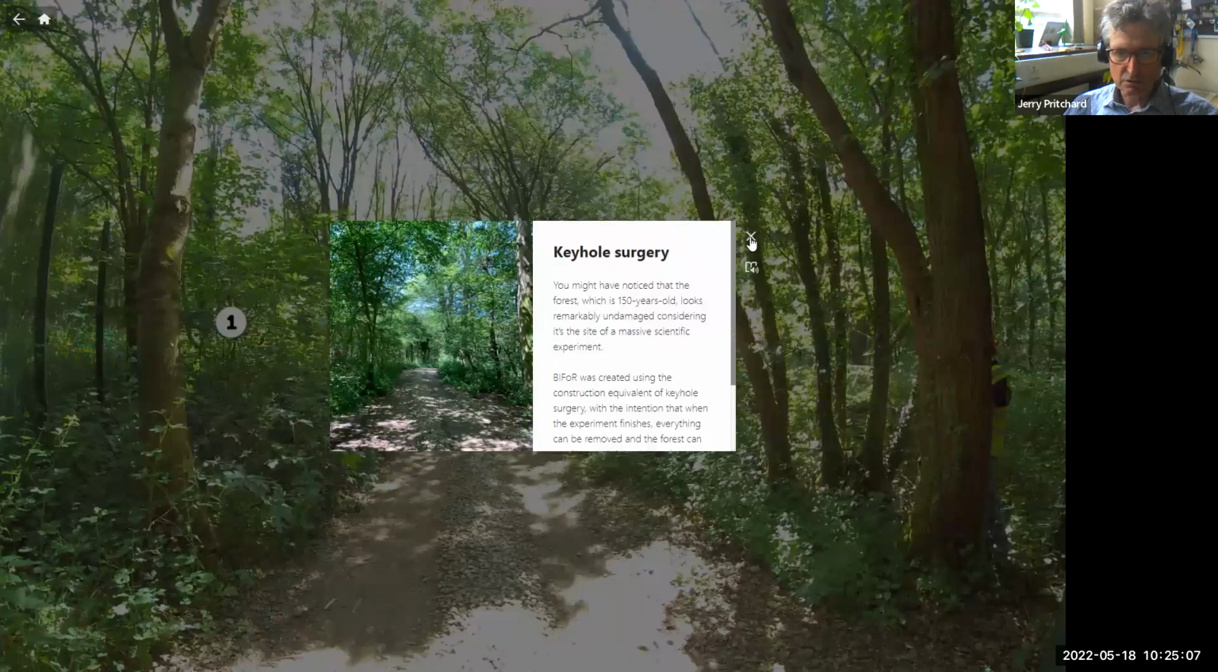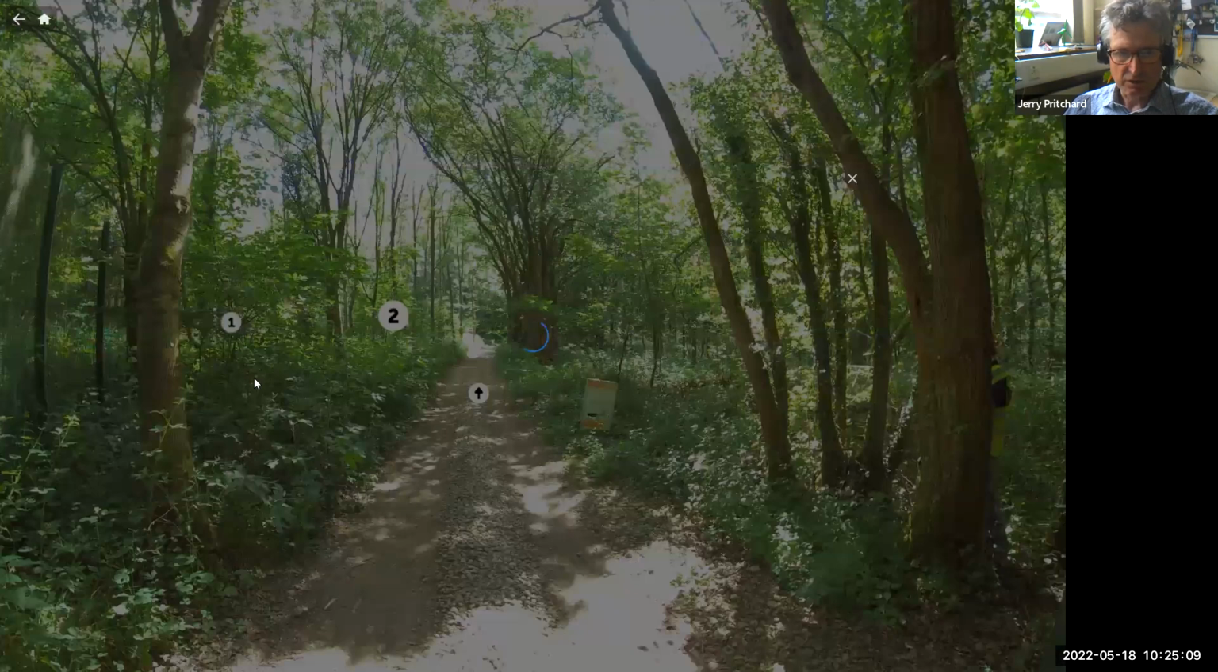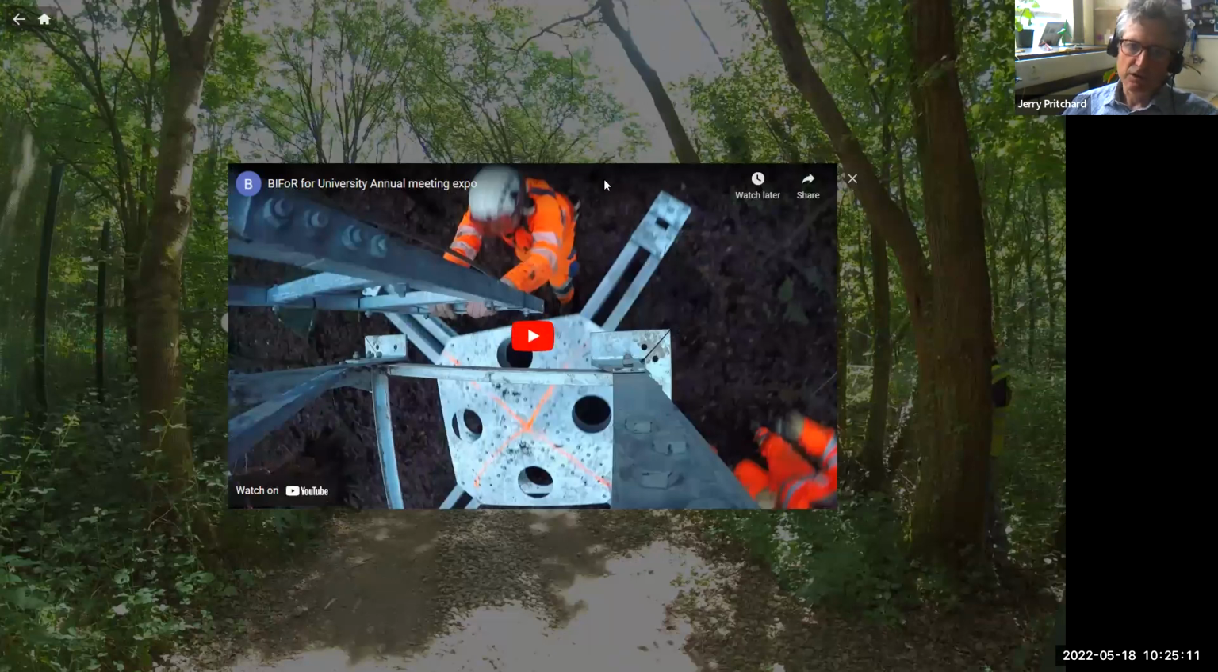I'll just see if I can find the video. Yes, so you can see the pylons are huge, and they were insinuated very carefully, like keyhole surgery, by helicopter into the woodland. So the woodland, which has been there for 180 years, wasn't damaged in the least.